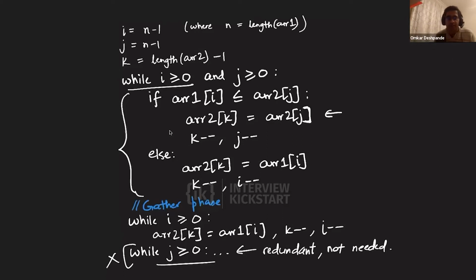Okay, any questions on this? Yeah, Dinesh. Yeah, so here j is the bigger array, right? So i will never come out without being 0.